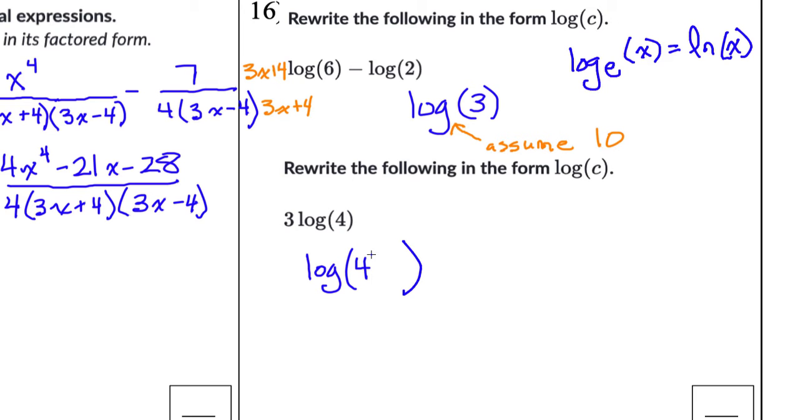So log of 4 to the power of 3. And what is 4 to the power of 3? Log of 64. So either of those is fine. I prefer log of 64. It lets me know that you know your cubes really well. And if you don't know your cubes, they're up there.